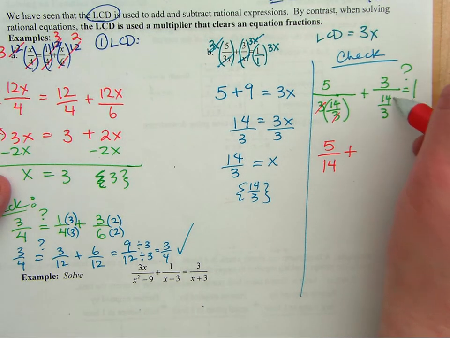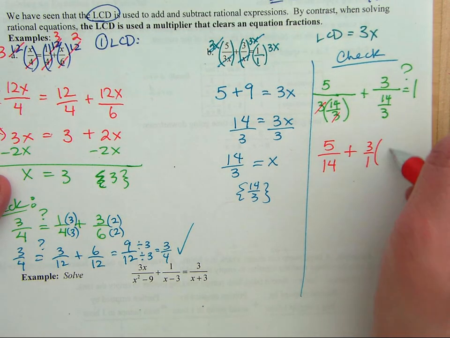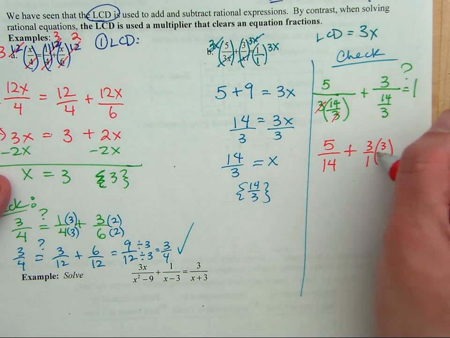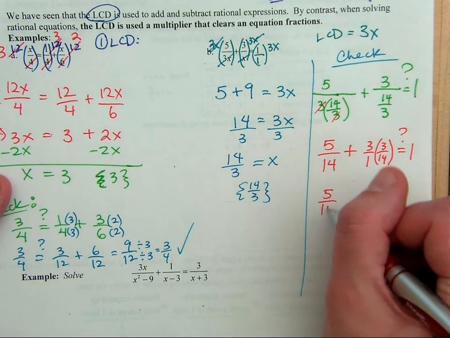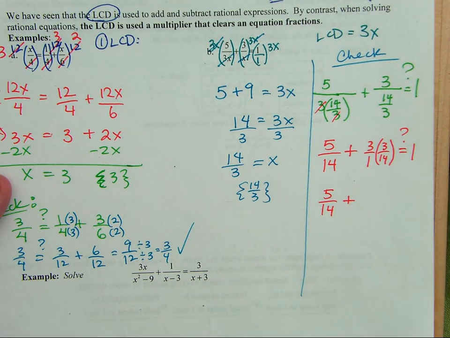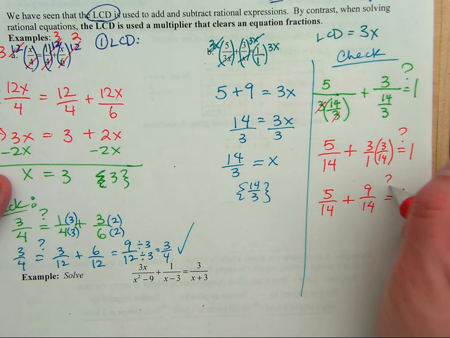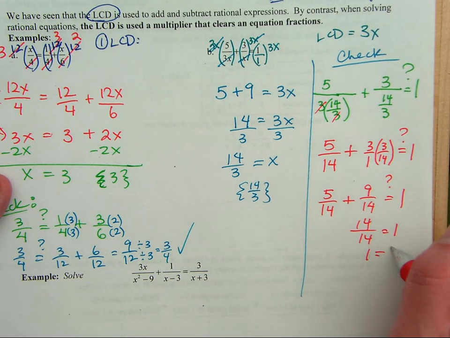This is 3 divided by this fraction. Could I go 3 over 1 times the reciprocal? What's the reciprocal? 3 over 14. And again, is that equal to 1? Okay, so let's go 5 out of 14 plus, what's that when I multiply? 9 out of 14 equals 1. And that's 14 over 14 equals 1, and 1 equals 1.